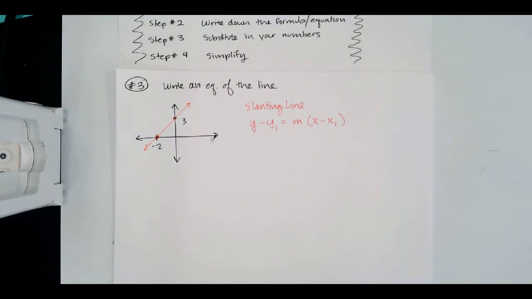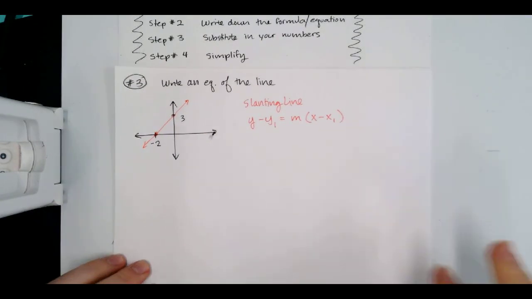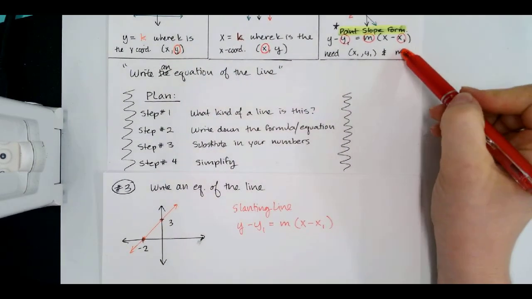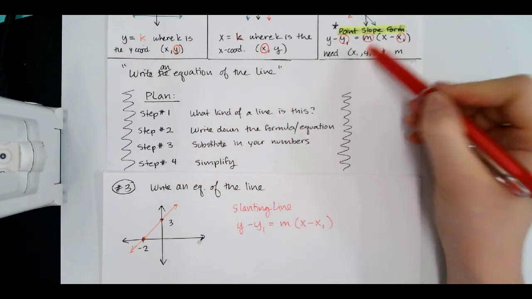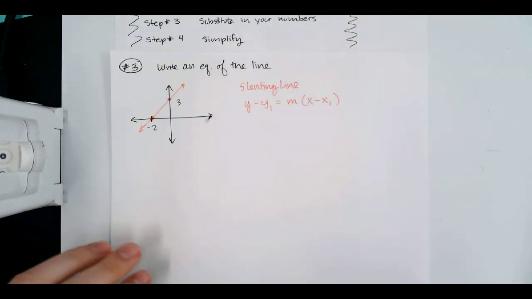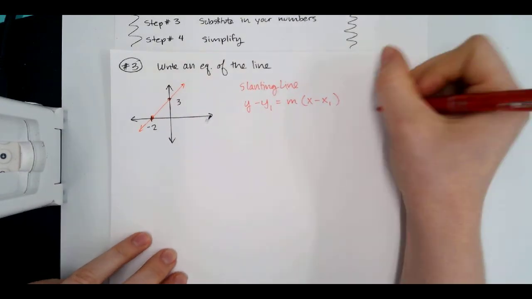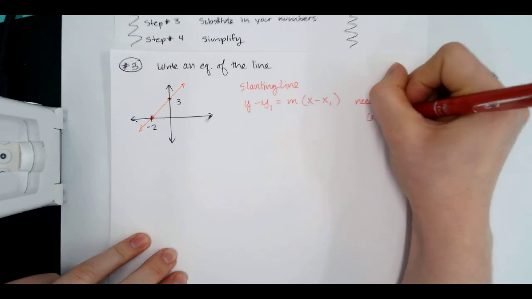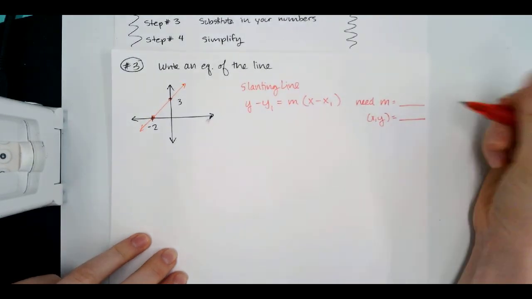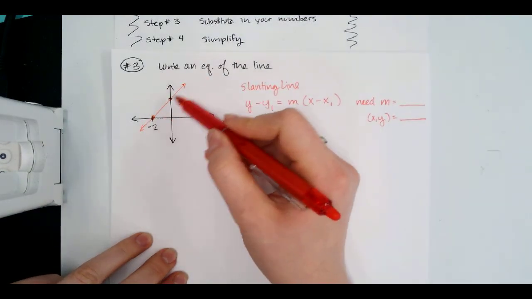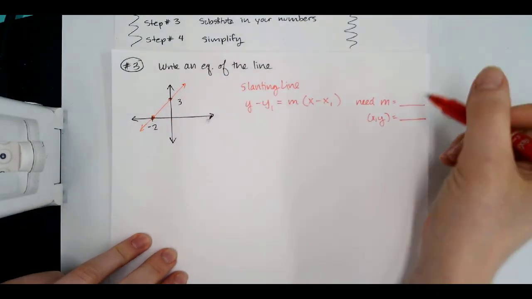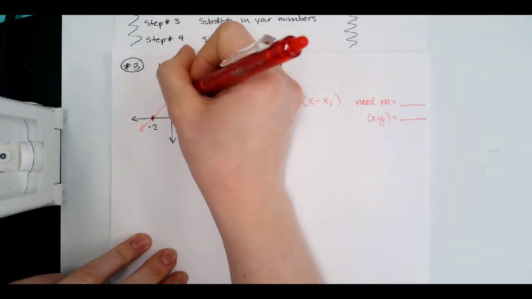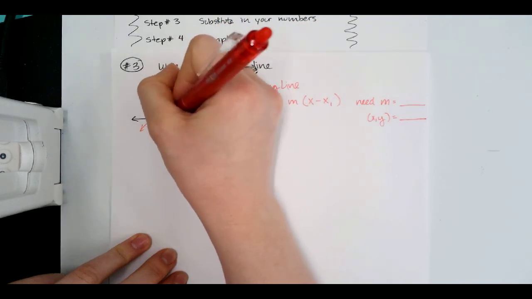Okay, this one is a little more involved. Remember, what do we need to fill this out? We need our slope and a point. Okay, let's see. So I need slope and I need a point. So x, y. Do we have our slope? Not really, so we need to find that. And then do we have a point? Yeah, we actually have 2 points. This point is 0, 3, and this point is -2, 0.